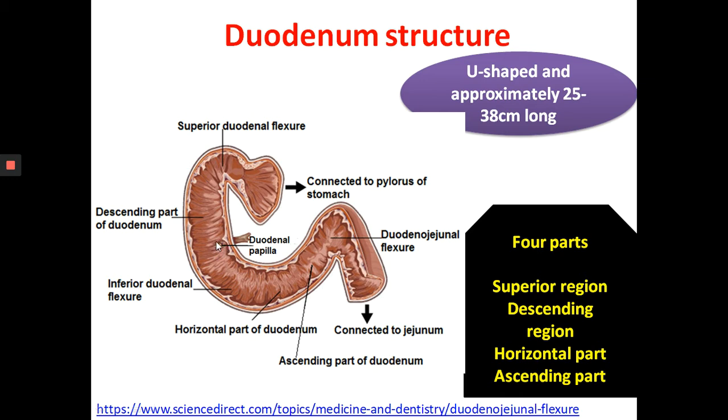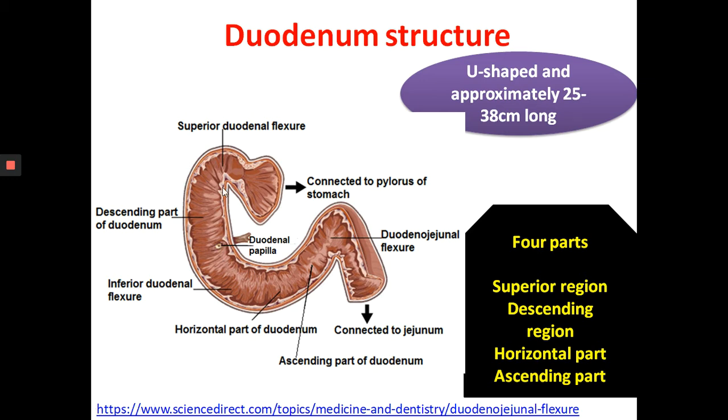This is the opening, the entry point of the common bile duct and pancreatic duct, which fuse before entering the duodenum. The entry of bile and pancreatic juice into the duodenum is regulated by a small ring of muscle. The sphincter of Oddi is at this opening. That is the major papilla.